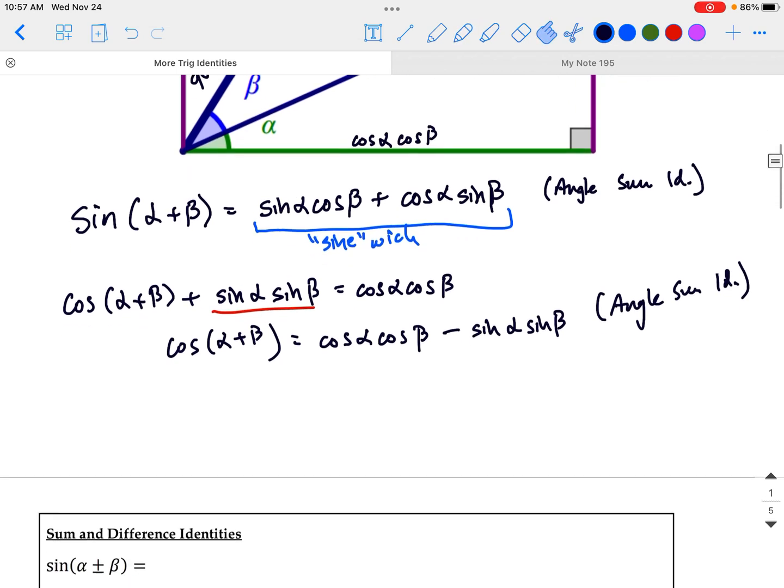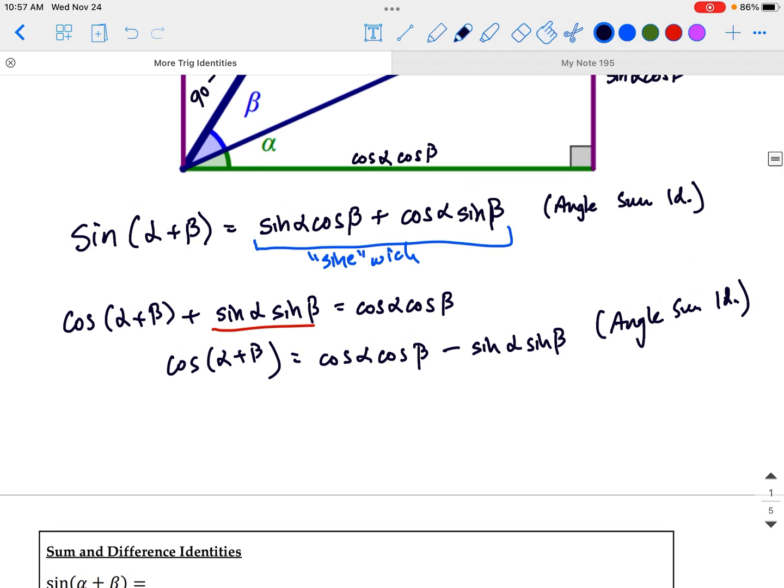So we'll note some differences. So sine is mixed sines and cosines, whereas cosine is combined cosines and combined sines. So a way that sometimes this is remembered is as cosines stick together. So cosines stick together, and the sine contains the sine sum identity. So not the best mnemonics in the world, but ones that will work.